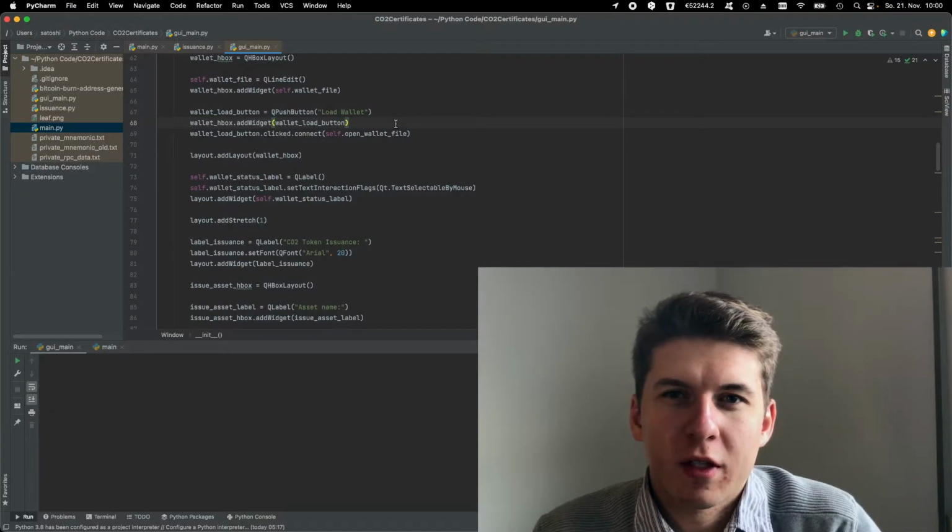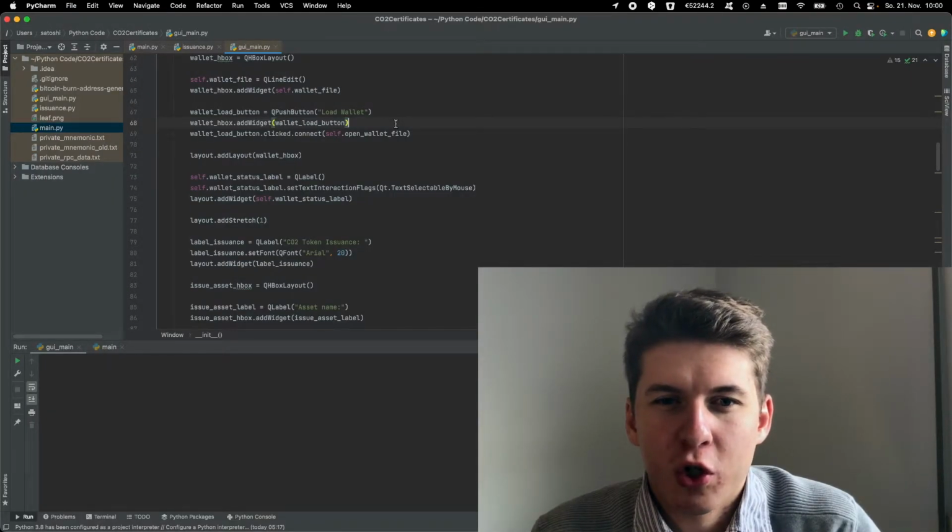Do you think that Bitcoin is polluting the environment and accelerates global warming? Let me introduce to you why Bitcoin could be the solution and not the problem for climate change. We created a CO2 certificate token on the Bitcoin blockchain.